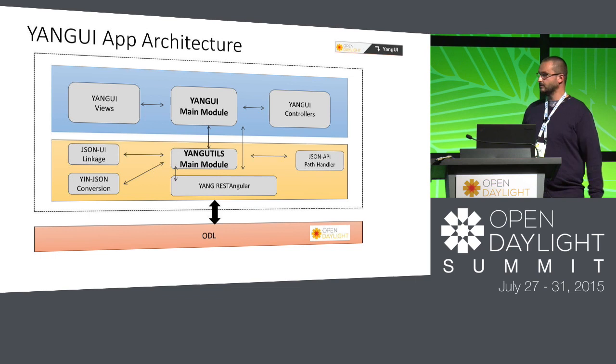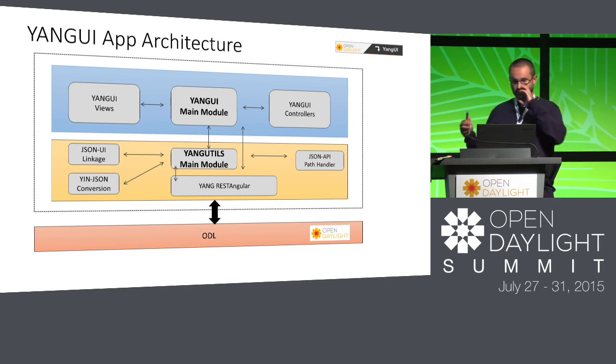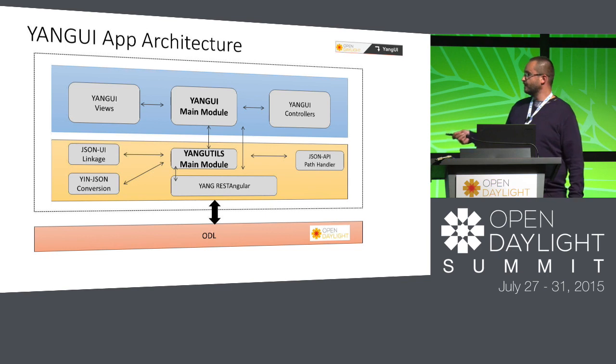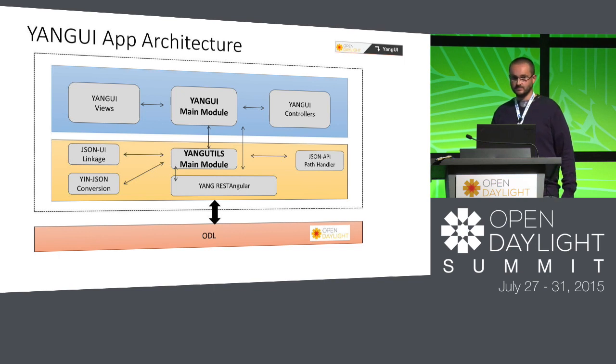We can talk a little bit in the next slides, and create the data, and the UI is just using the data. There are some components like the YIN JSON conversion. We read the YIN schemas from the controller, converting to the JSON.